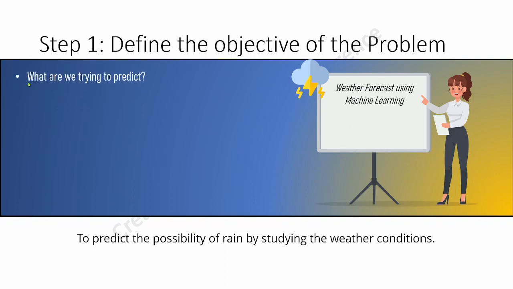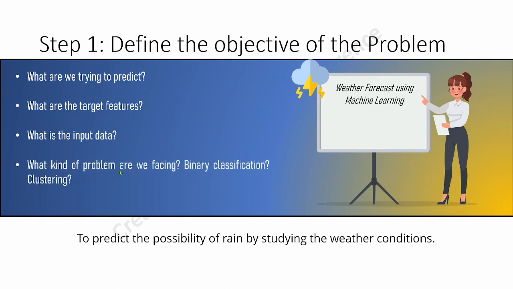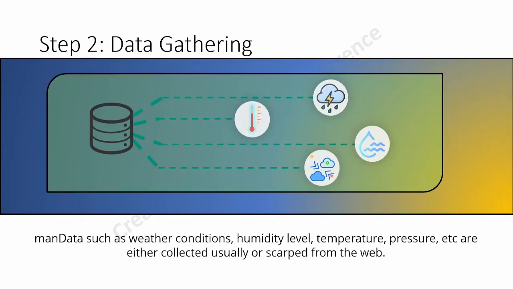Now, in order to do this, we have to find out what we are trying to predict, and that means what the target feature is. The target feature is the temperature. In order to predict the temperature, what input data do we need? What kind of problem are we facing with the data? Is it a problem of binary classification, or a problem of clustering or anomalies, or could it be regression? Those decisions we have to make at this step.